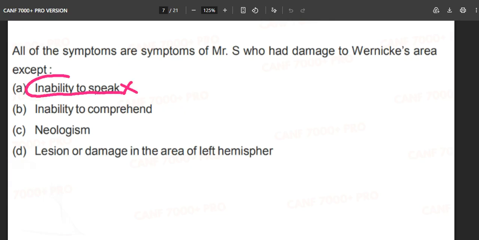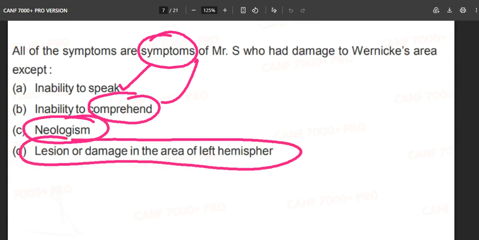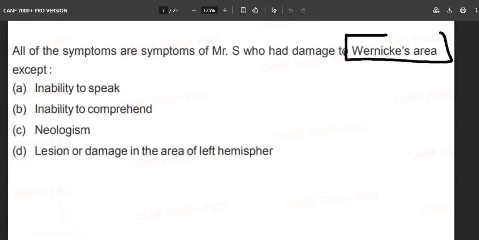They have just mentioned inability to speak. Now, whether inability to speak is a symptom or not, we are going to find out. Neologism is also a symptom, and lesion or damage in the area of the left hemisphere is given, but they have not mentioned inability to speak meaningfully. If this had been written, it would have been included under the symptoms, but it is not like that. A person with Wernicke's area damage can speak properly. So that is why this question is left subjective.